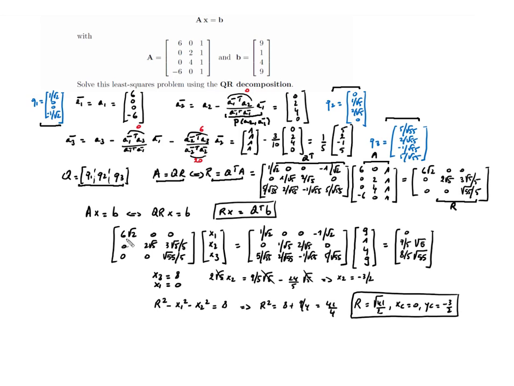So R, this is R, X, right, is Q transpose, and this is B. If you go through the calculation, this is what you obtain, right? And you have here a system Rx is equal to this, and it's in upper triangular form. So what you can do is use back substitution.